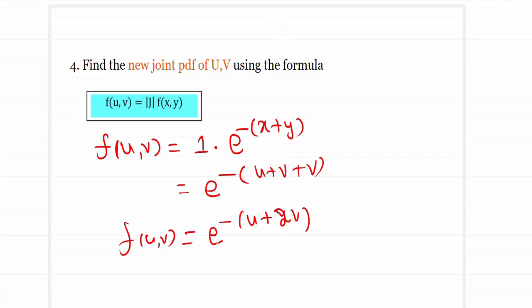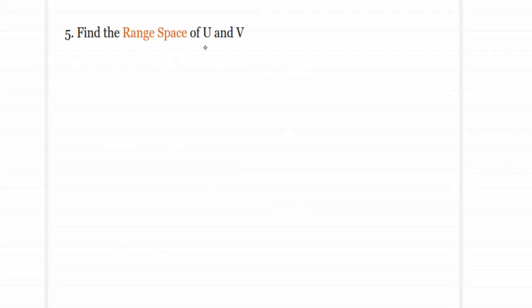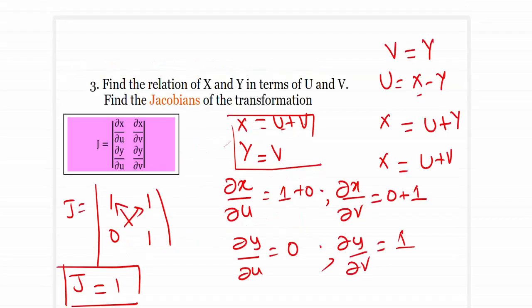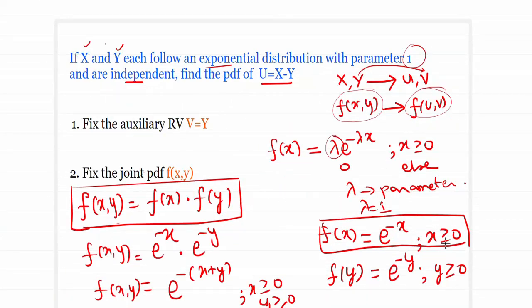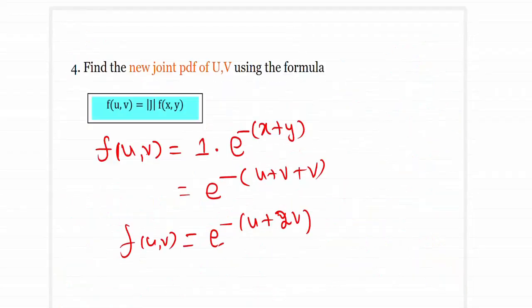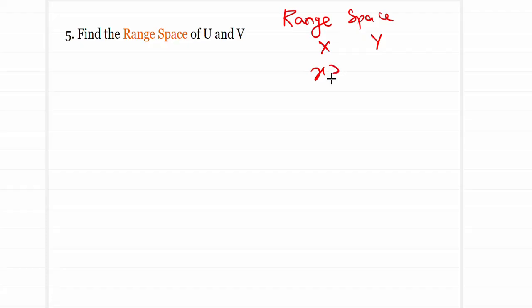Now moving on to the next thing, what is required for the function to be completely defined is the range space of the variables u and v. So what is going to be the range space of the old variables, the range space of my x and y? We have been told that it is going to follow exponential distribution. For an exponential distribution, x is valid for all values greater than or equal to 0, y is valid for greater than or equal to 0. So we will plot the values x greater than or equal to 0 and y greater than or equal to 0. So how will this look now?